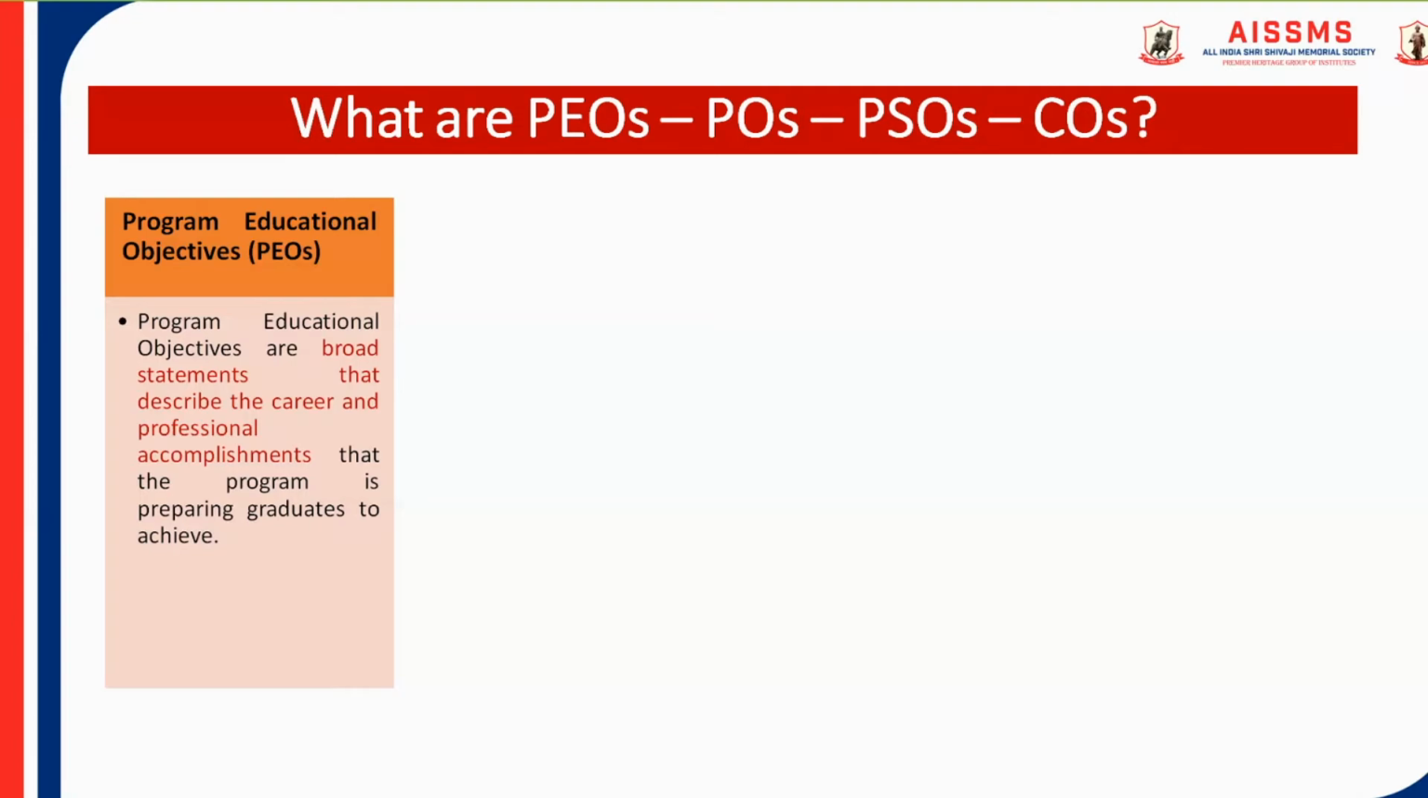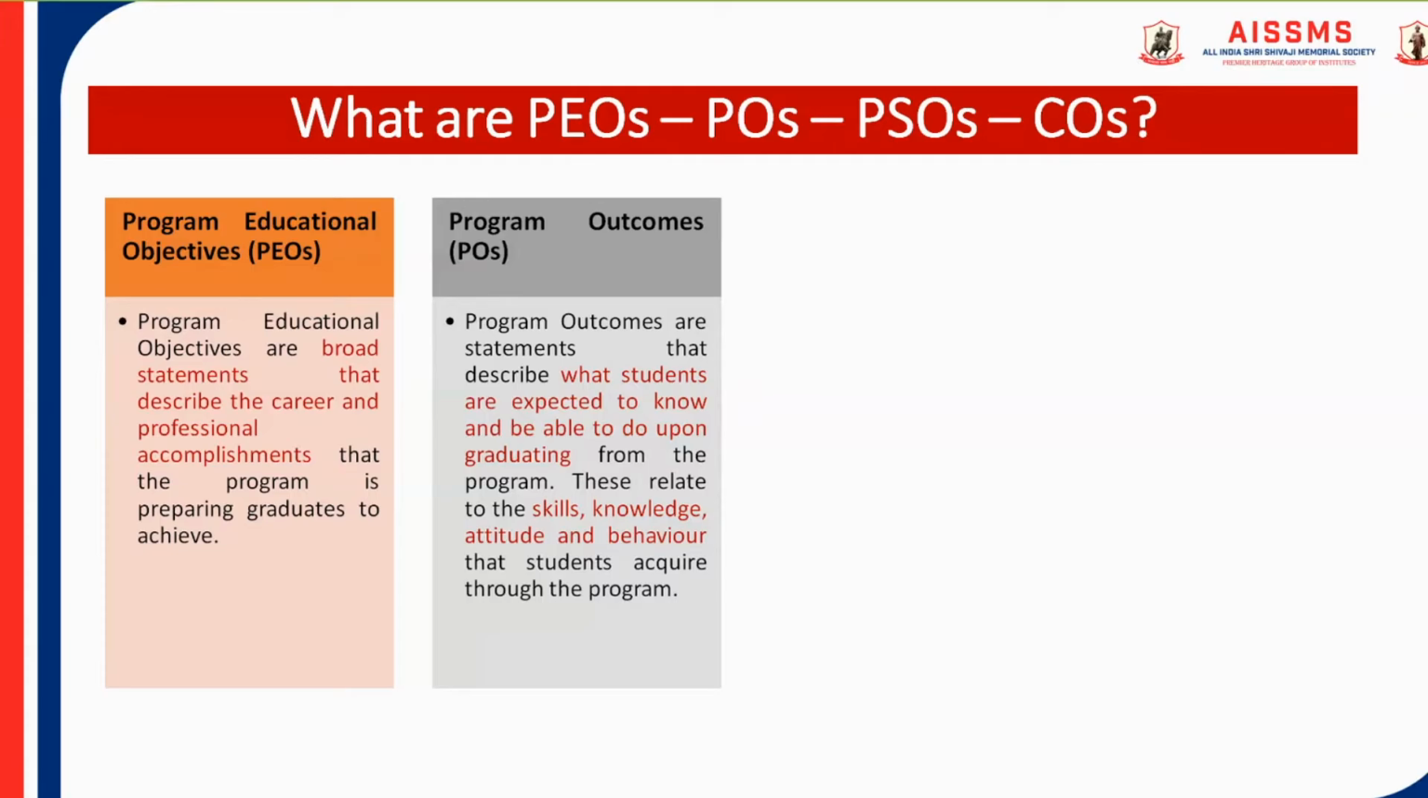Then, moving on to the program outcomes. These are statements that describe what students are expected to know and be able to do upon graduating from the program. They relate to the skills, knowledge, attitude, and behavior that students acquire through the program. Let us say there is an ENTC program. The program outcomes are the statements that the department defines, relating to what a graduate of that ENTC department is going to gain in terms of skills, knowledge, attitude, and behavior. This is called the program outcome.